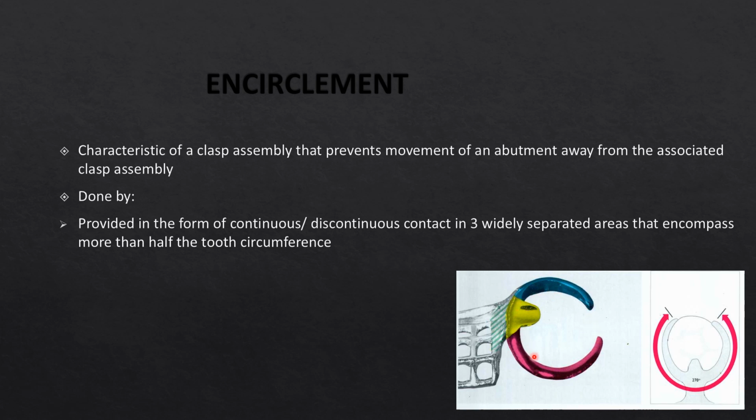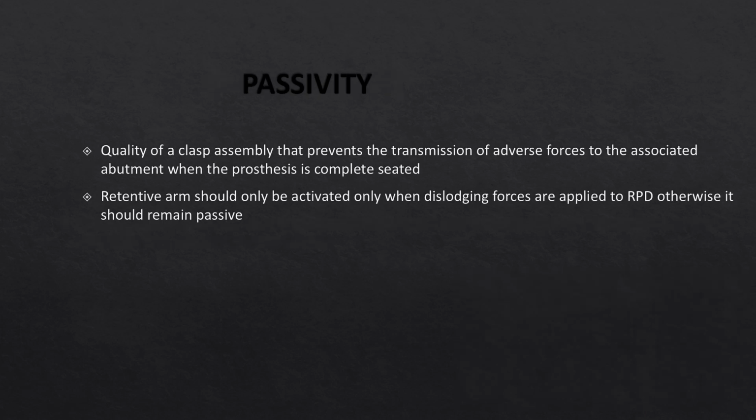Next is encirclement. Encirclement is how much of the clasp assembly encircles the tooth from the tip of the reciprocal arm to the tip of the retentive terminal. The greater the encirclement, the greater the support. That is, any clasp assembly should offer more than 180 degrees of encirclement around the abutment tooth. So in this case, we can see we have an encirclement of at least 270 degrees. So this is a good form of encirclement for a direct retainer.